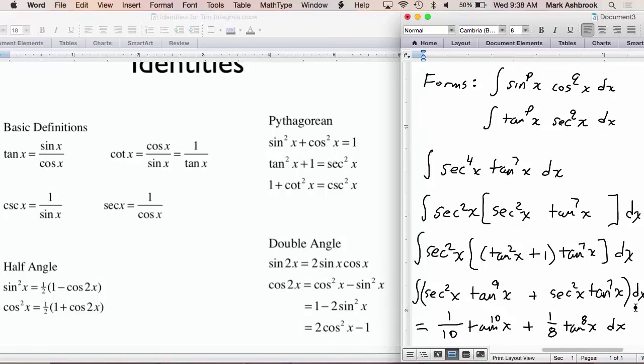So that's for these forms: a high power of sine and cosine multiplied, two powers, or tangent and secant. It also would be cosecant and cotangent, which would be the same. You usually see tangent and secant more though. We're maneuvering for undoing the chain rule. That's what we're doing. Questions on that?